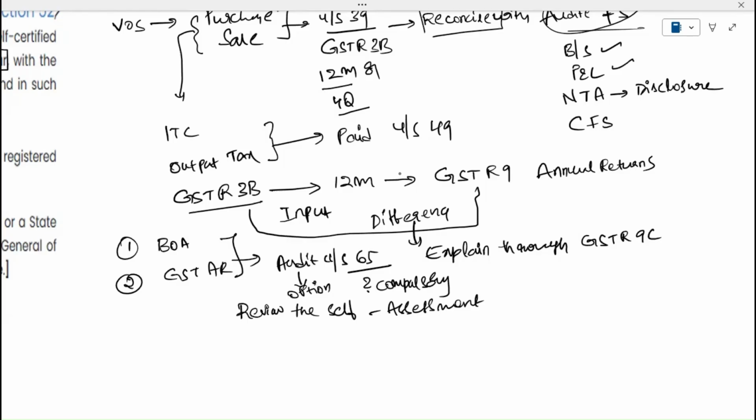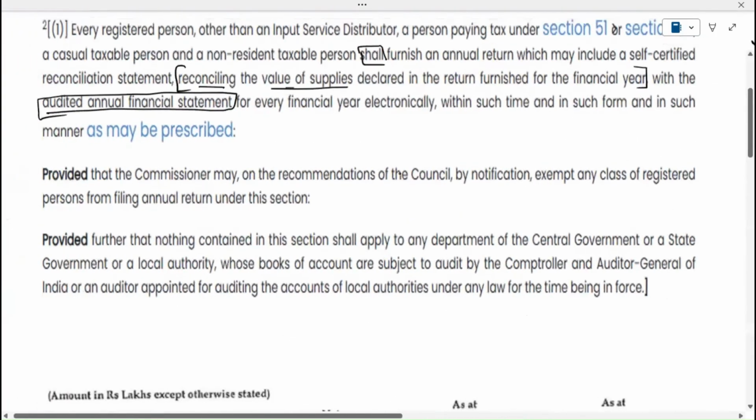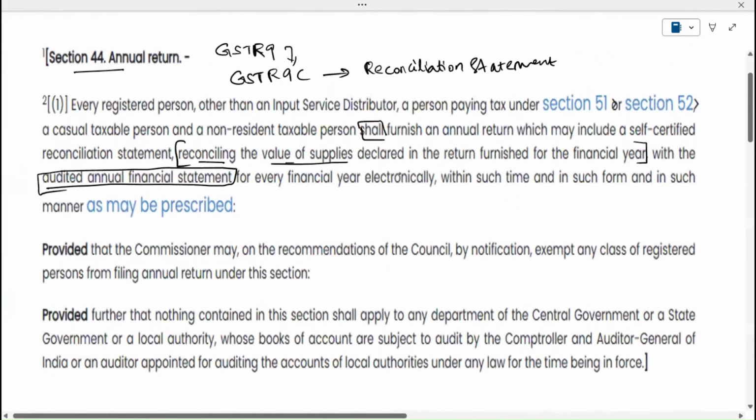So on the basis of a direction of a commissioner, this audit under 65 can be taken up. So this is on a random basis to verify whether your compliances are proper or not. They try to call for an audit. So coming back to your annual return, the law is expecting that whatever returns you file, every financial year, you get your annual returns filed, which matches with your audited financial statements. And there's a time limit within which this particular GSTR 9 has to be filed.